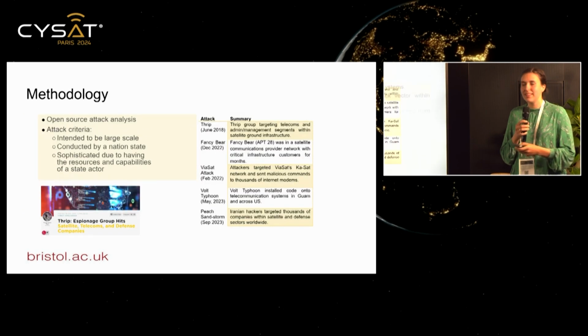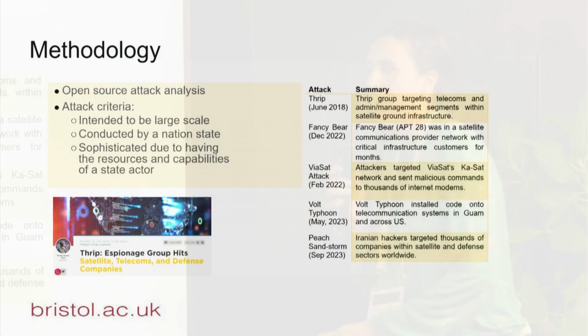So on to the methodology. The methodology for this study was essentially to map attacks which have already happened since 2018. These include the FRIP campaign, the CYSAT attack, has everyone heard of that one, which took place in 2022. But there was also an attack by Volt Typhoon, which is an actor group, and Peach Sandstorm as well.